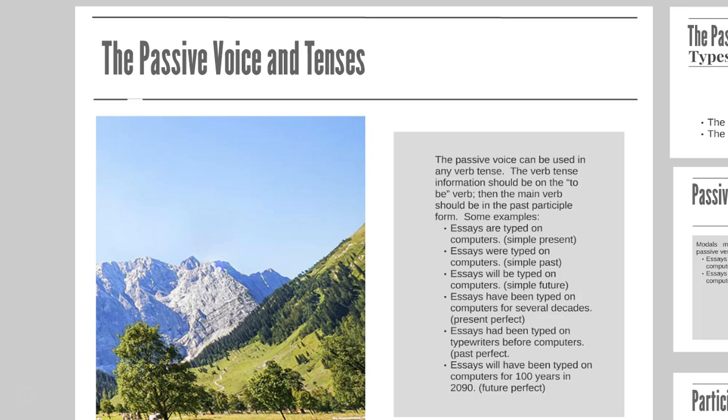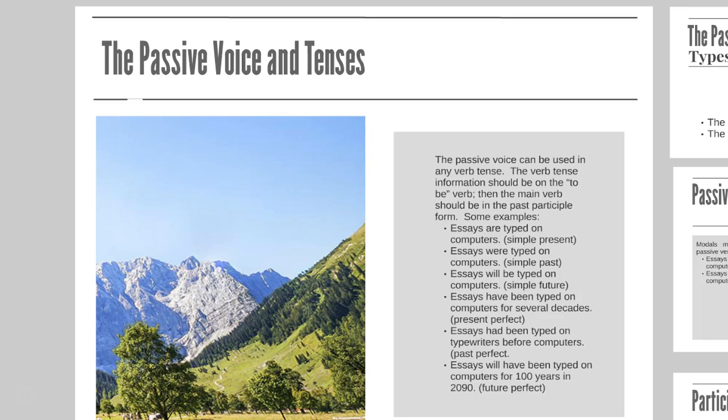Next is past perfect. Essays had been typed on typewriters before computers. Had been is the verb to be in the past perfect form, and then typed is the past participle, which is what makes it passive.